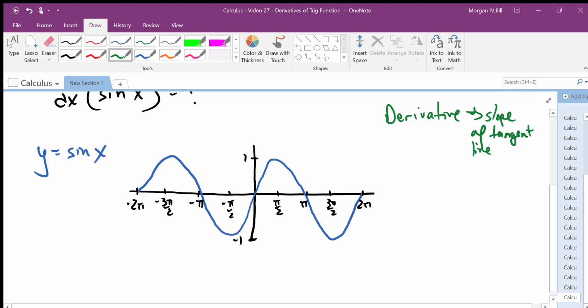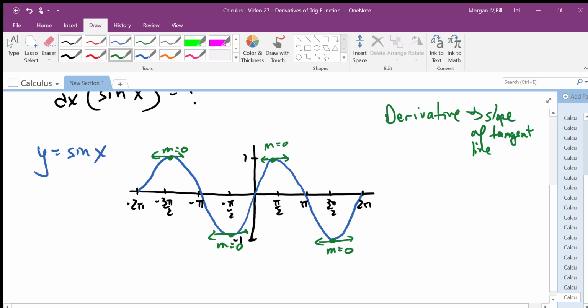All right, so for example, what would the slope of the tangent line be at this point at pi over 2? I hope you see that that slope is 0. M equals 0. What do you think the slope is over here at 3 pi over 2? I also hope you see that the slope is 0. Same thing at negative pi over 2. Slope is 0. Same thing at negative 3 pi over 2. Slope is 0.